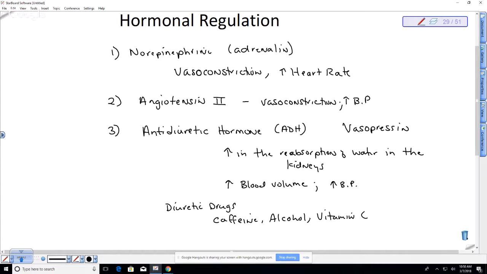So if you're put on a diuretic, would you expect your blood pressure to go up or to go down? Down, right? So this decreases blood pressure.